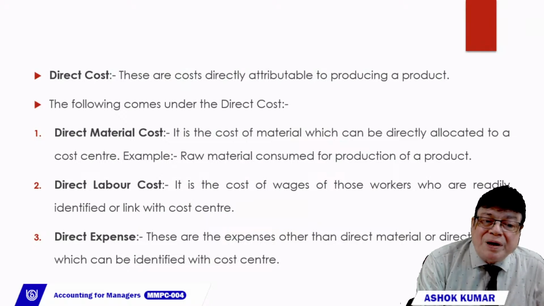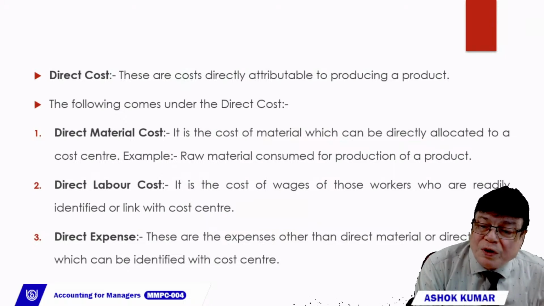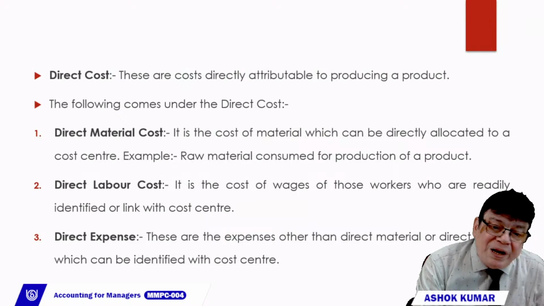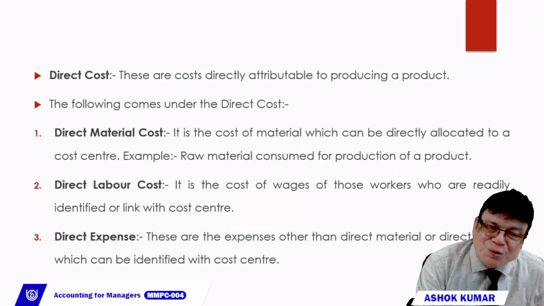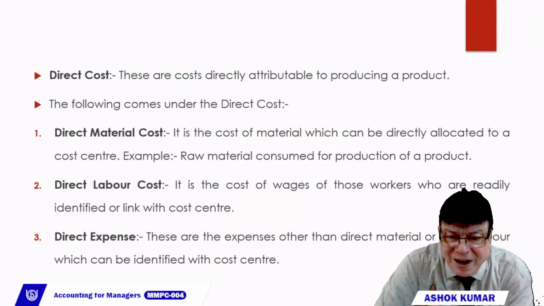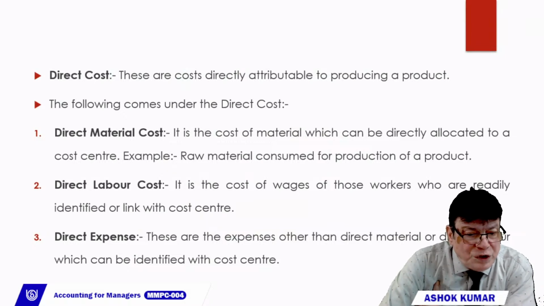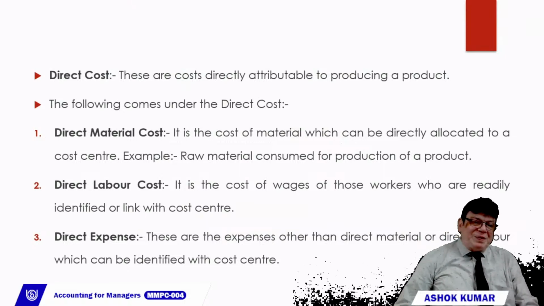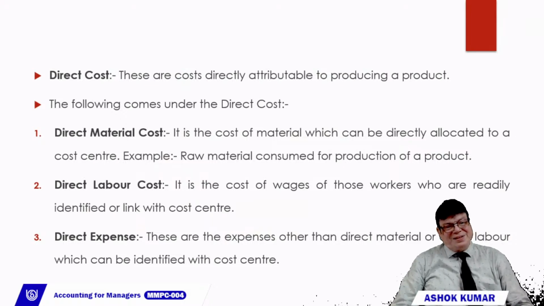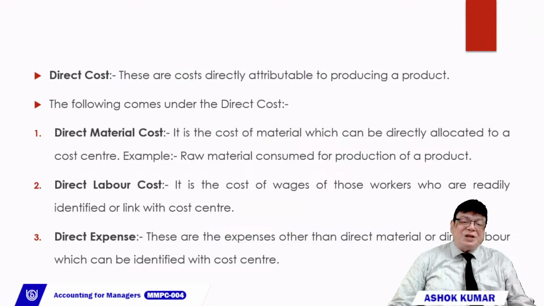Then direct labor cost. It is the cost of wages of those workers who are readily identified or linked with a cost center, those who are working in the factory and manufacturing the goods. So that is direct labor cost. Then direct expense. These are the expenses other than direct material or direct labor which can be identified with a cost center. These expenses are not material expenses, not labor, but other expenses which are incurred for manufacturing these particular plastic buckets, mugs, etc.